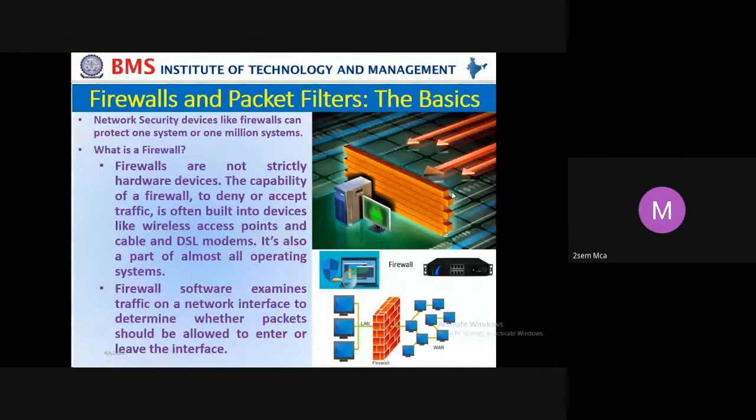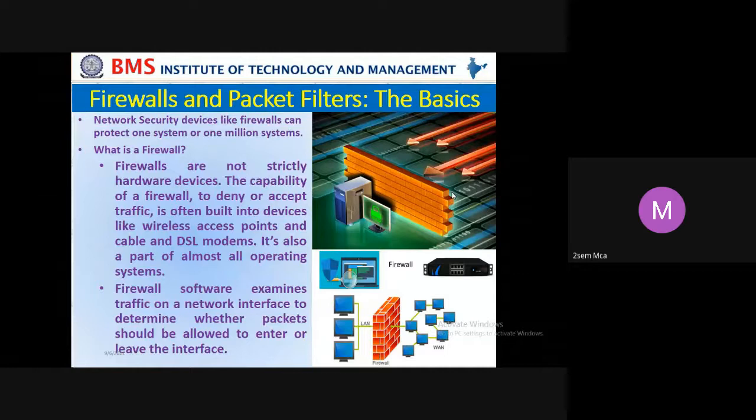So, what is a firewall? Firewalls are not strictly hardware devices. It might be hybrid, it might be software. Both are possible. Firewalls are not strictly hardware devices. The capability of a firewall is to deny or accept traffic. The main job of the firewall is to control the traffic from the outside network to the inside network.